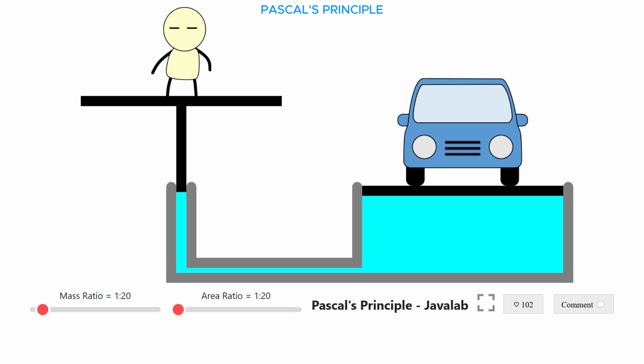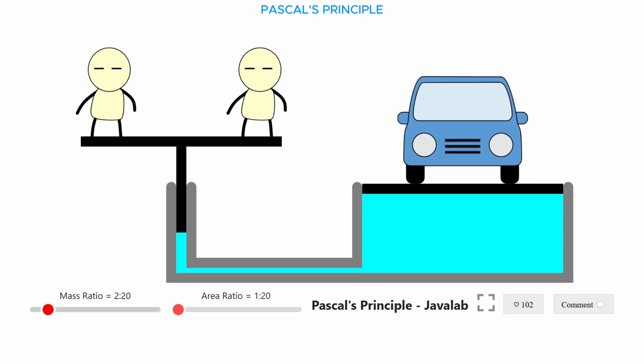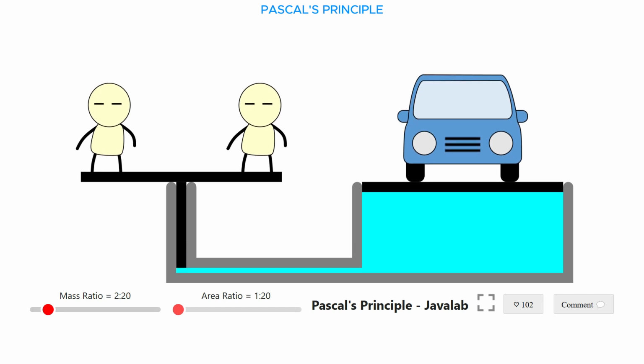The area ratio of piston 1 to piston 2 is 1:20. This means a small force on piston 1 can lift a much heavier load on piston 2. If we double the mass on piston 1 to 2 units, the car is lifted even higher. A small increase in force creates a significant effect.